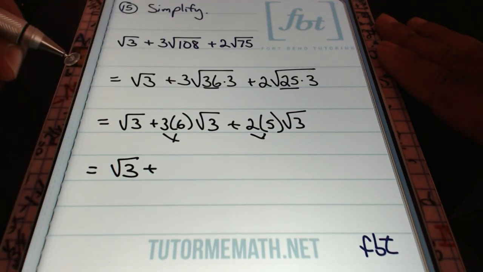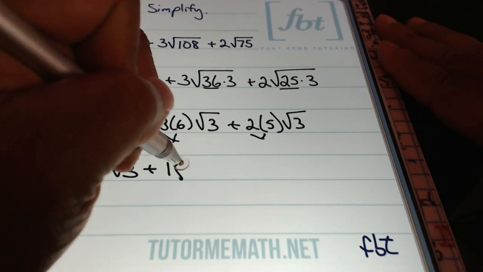There you go. Get that vitamin C up in there. So we're going to multiply now. We have 3 times 6. That gives us 18, guys, times the square root of 3.